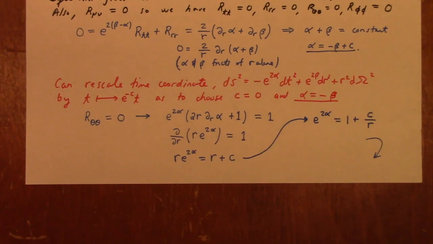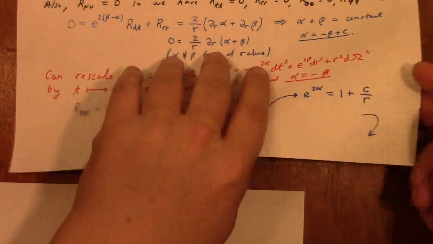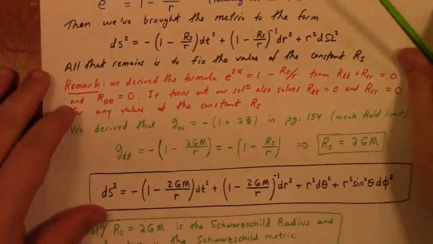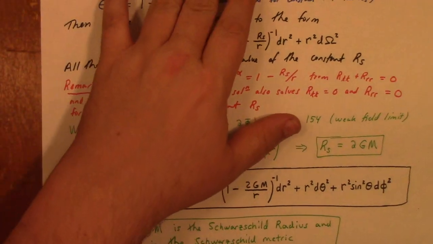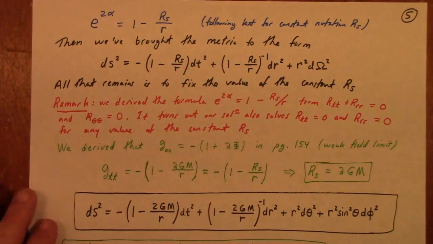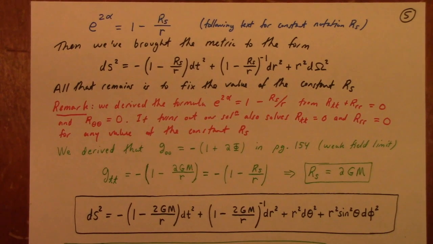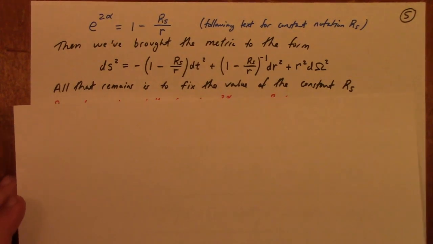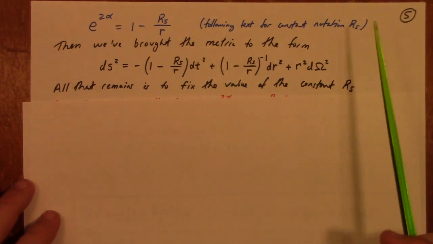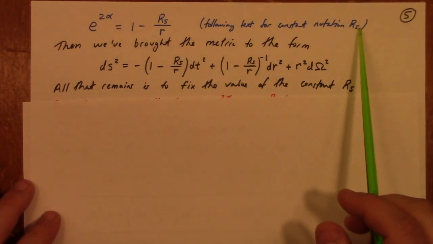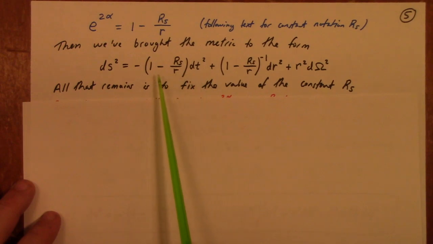And then what? All right, well then, he suggests that we use some rather peculiar labeling for the c, call it r sub s. That's going to be for Schwarzschild radius. And so we brought the metric into this form at this point.